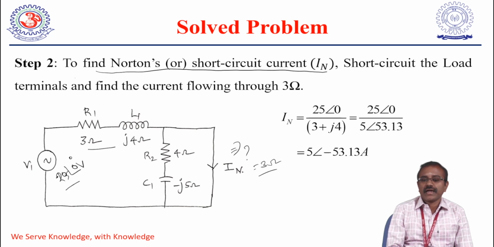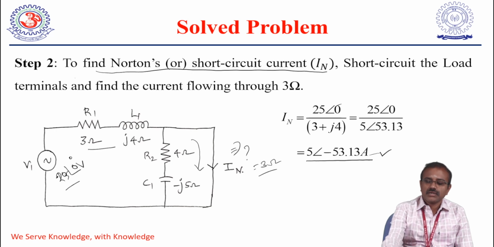So the 25 angle voltage divided by 3 plus j4. We have to find the Norton's current, this is our Norton's current. So IN is equal to 5 angle minus 53.13 amps. This is our IN value, Norton's current.